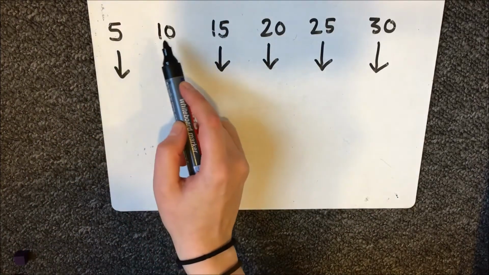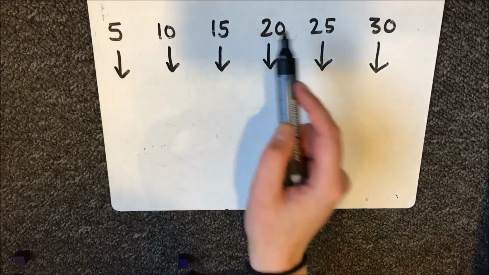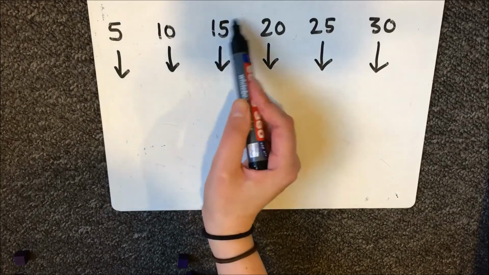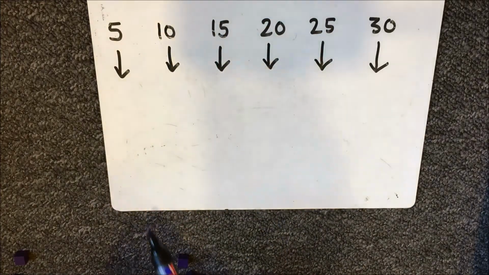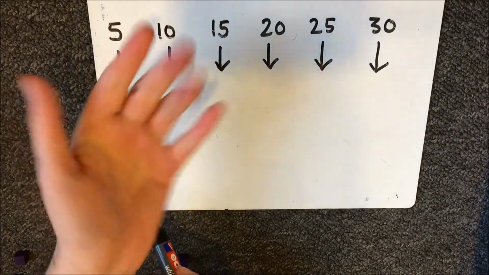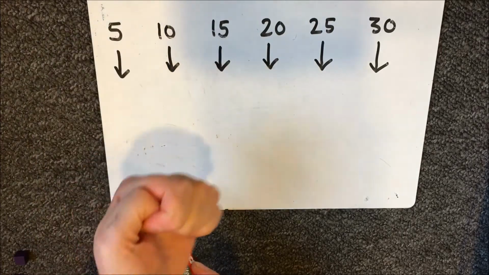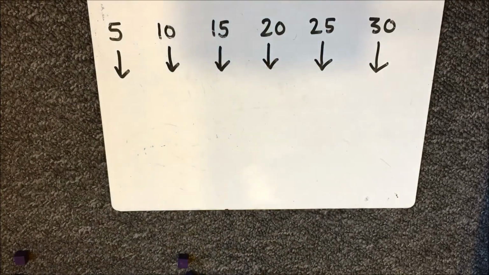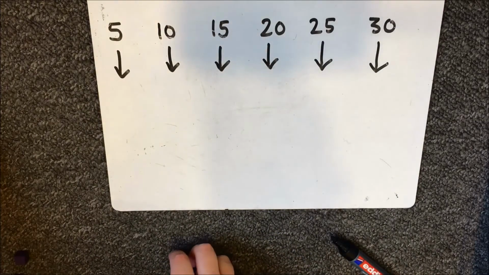Ready? 5, 10, 15, 20, 25, 30. What am I jumping in each time? From 5, 6, 7, 8, 9, 10. That's a jump of 5. After 10, 11, 12, 13, 14, 15. That's a jump of 5. So it's my 5 times table. I'm counting in 5s. Ready to do that together?